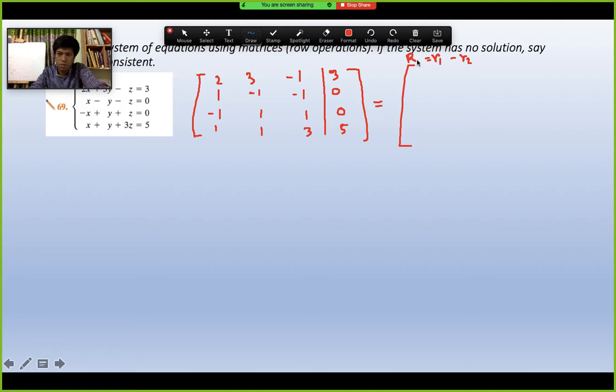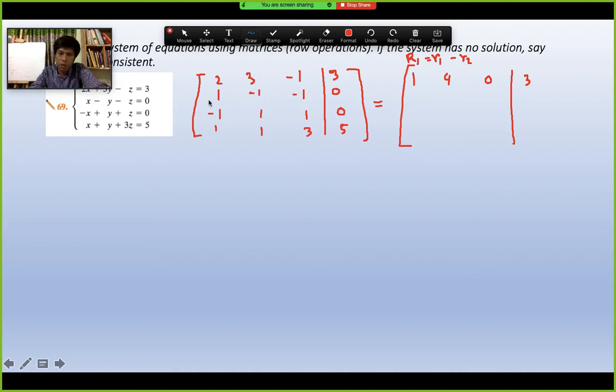Row 1 will be replaced. So 2 minus 1 means 1. Then 3 minus 1, that means plus 1, so it is 4. Minus 1, then minus 1, that means this and this cancel out, so it will become 0. And then let's keep this bar. So then 3 minus 0 means 3. Okay.